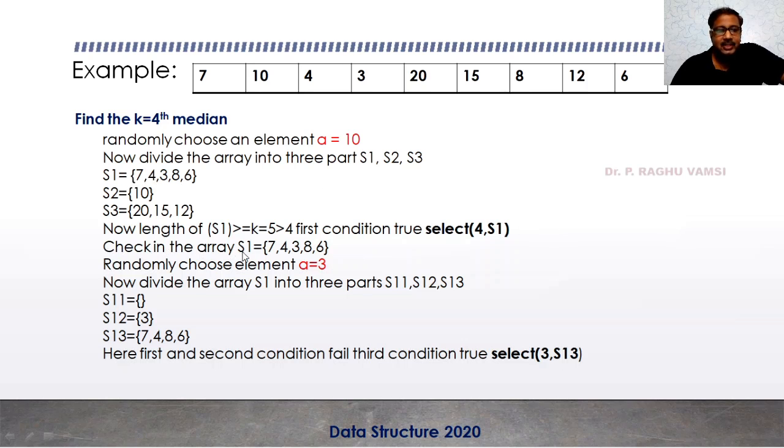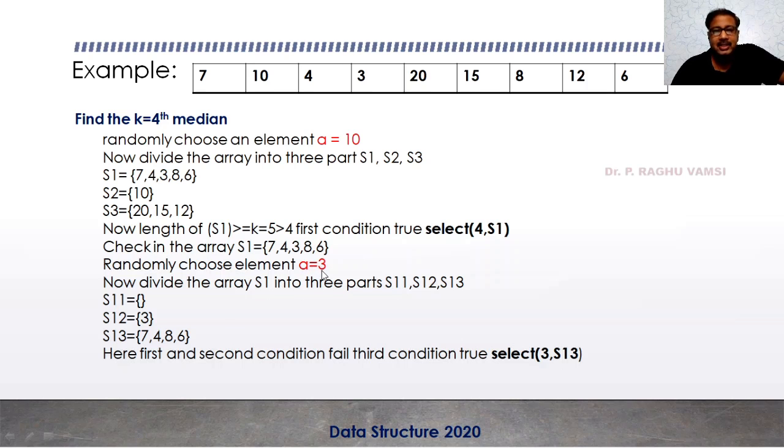Now check in the array S1, which is 7, 4, 3, 8, 6. Repeat the same process, choose a random number from this. Let's say, for example, in the random number picking, we got the random number as 3. Now what you are supposed to do is perform subset construction on S1. Divide array S1 into 3 parts, say S11, S12, S13.